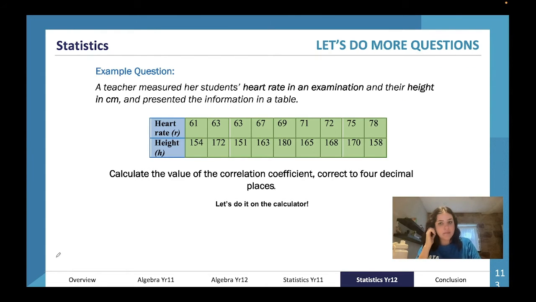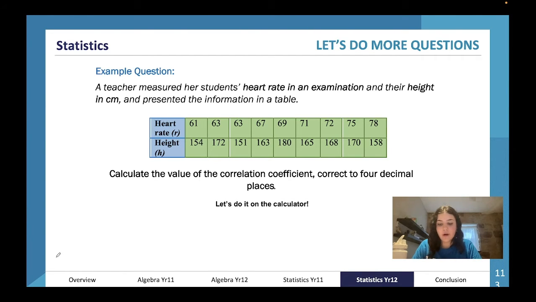Okay, example question. A teacher measured her students' heart rate in an examination and their height in centimeters and presented the information in a table. Calculate the value of the correlation coefficient correct to 4 decimal places. All right, so heart rate is going to be our X. Height is going to be our Y. So let's get our calculators out, get our little tables.